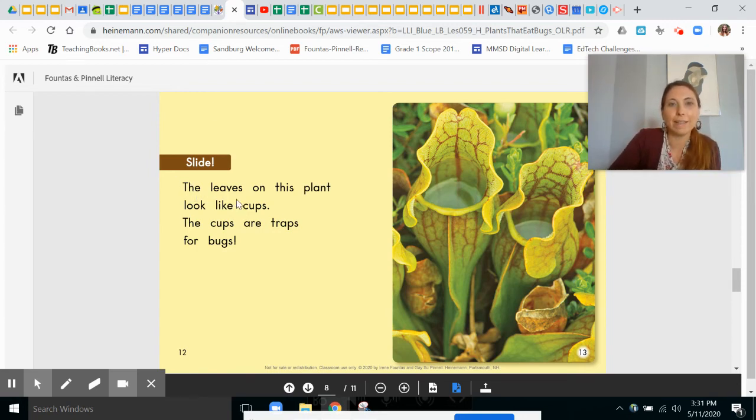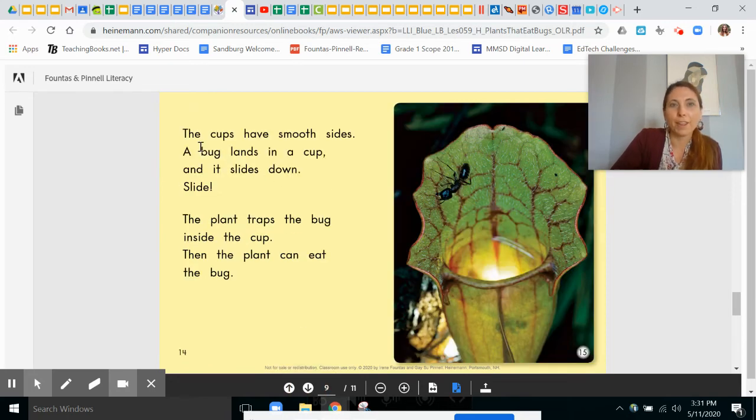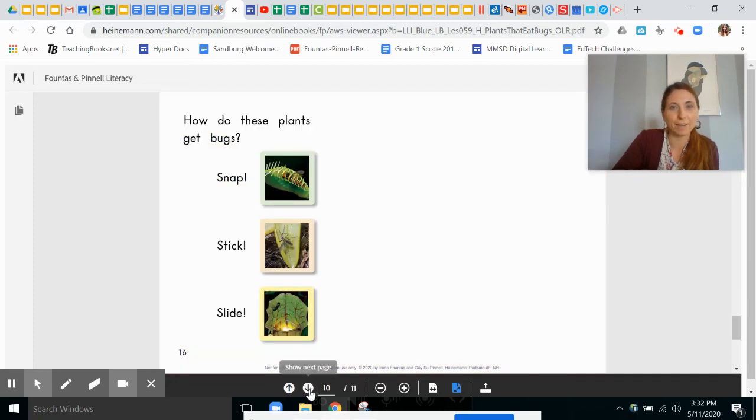So it says the leaves on this plant look like cups. The cups are traps for bugs. The cups have smooth sides. It's very smooth. And a bug lands in a cup and it slides down. Slide. The plant traps the bug inside the cup. Then the plant can eat the bug. So it closes this lid and traps it inside there.